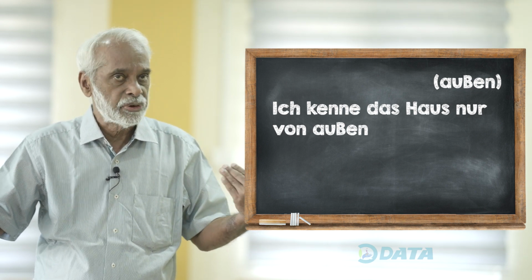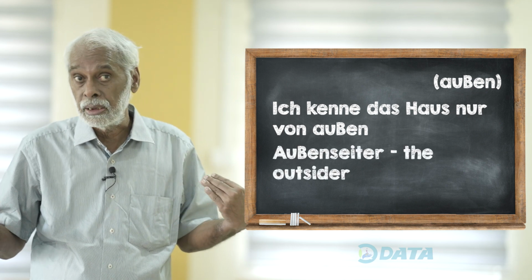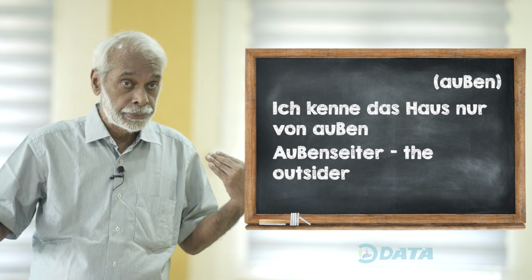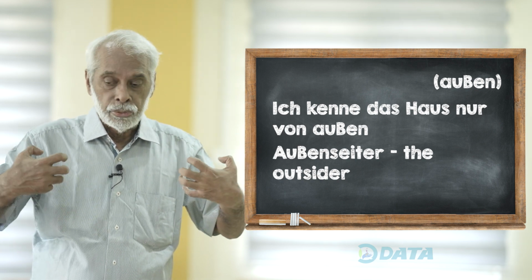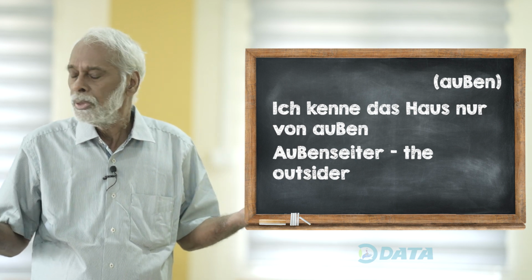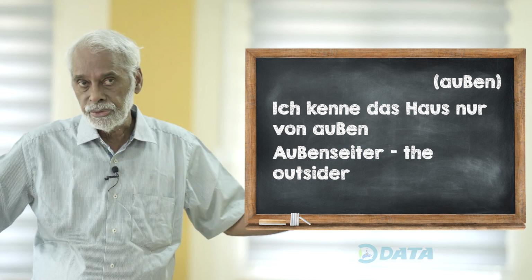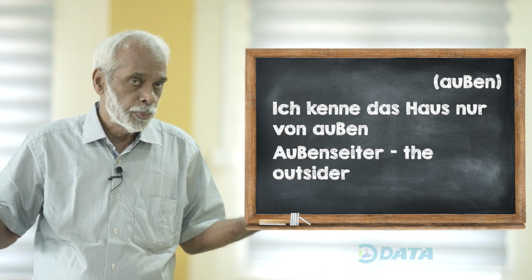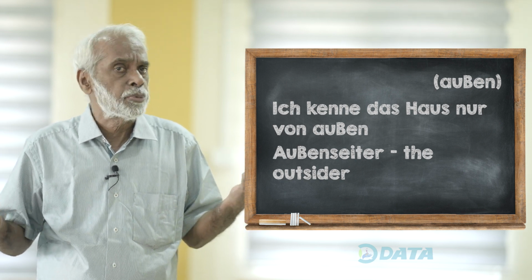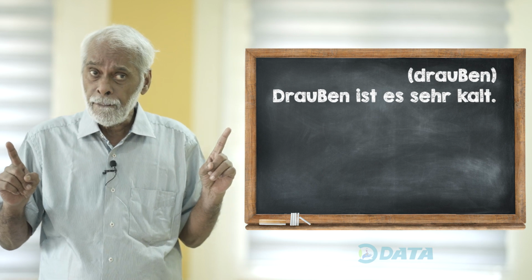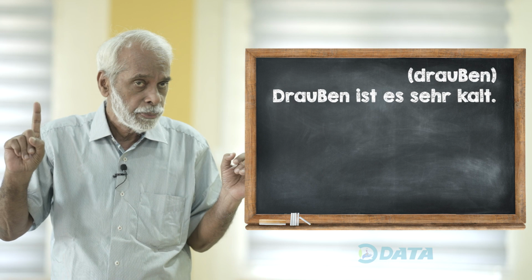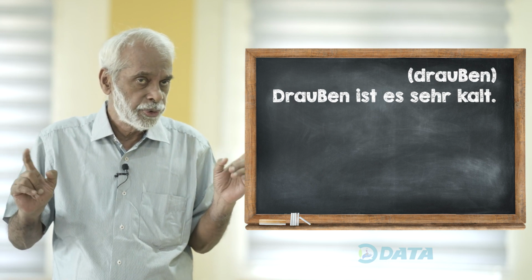And there are some expressions like Außenseiter in literature and philosophy, the outsider. That means a person who has nothing to do with the society in which he is living. He is just living outside the society, having nothing to do with the society. That is a philosophical or literary expression. And now draußen, you learn it as outside, not on the outside, but just outside. Then you won't make any mistake.